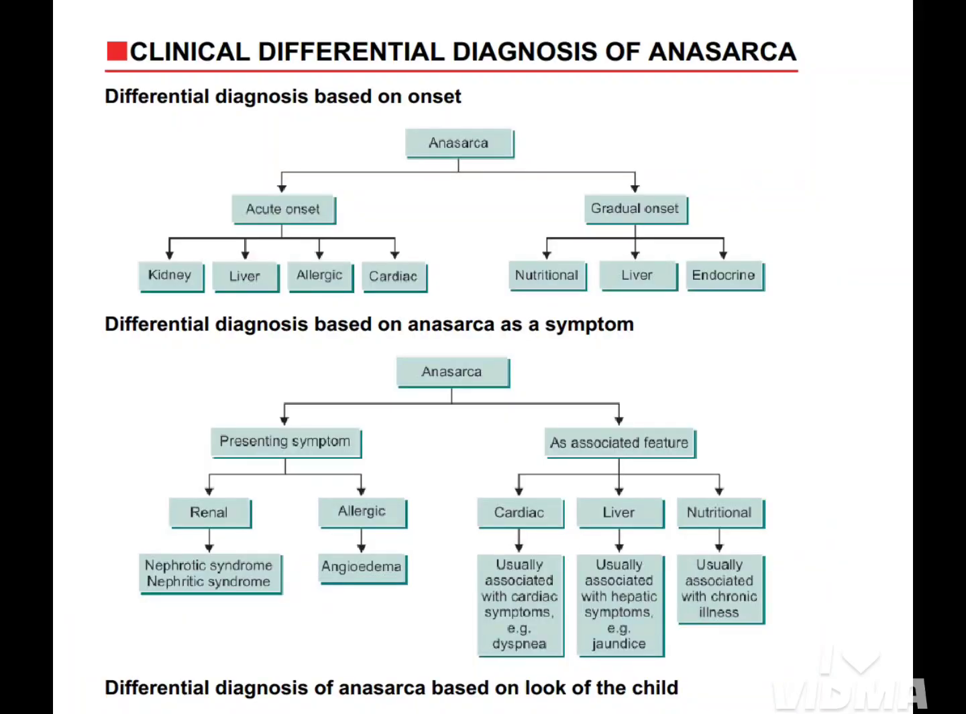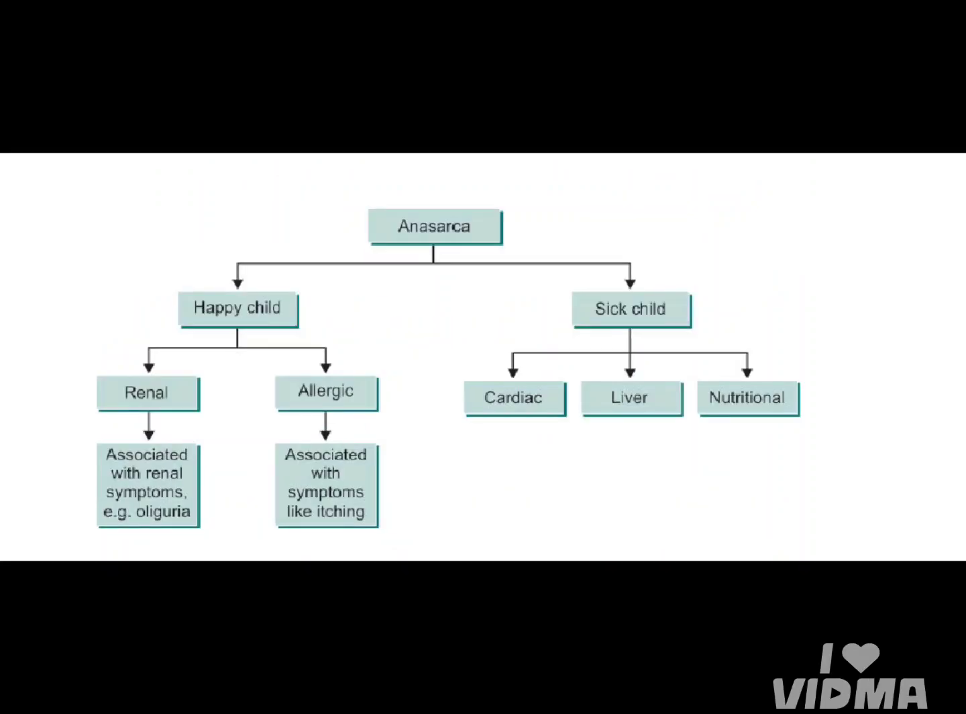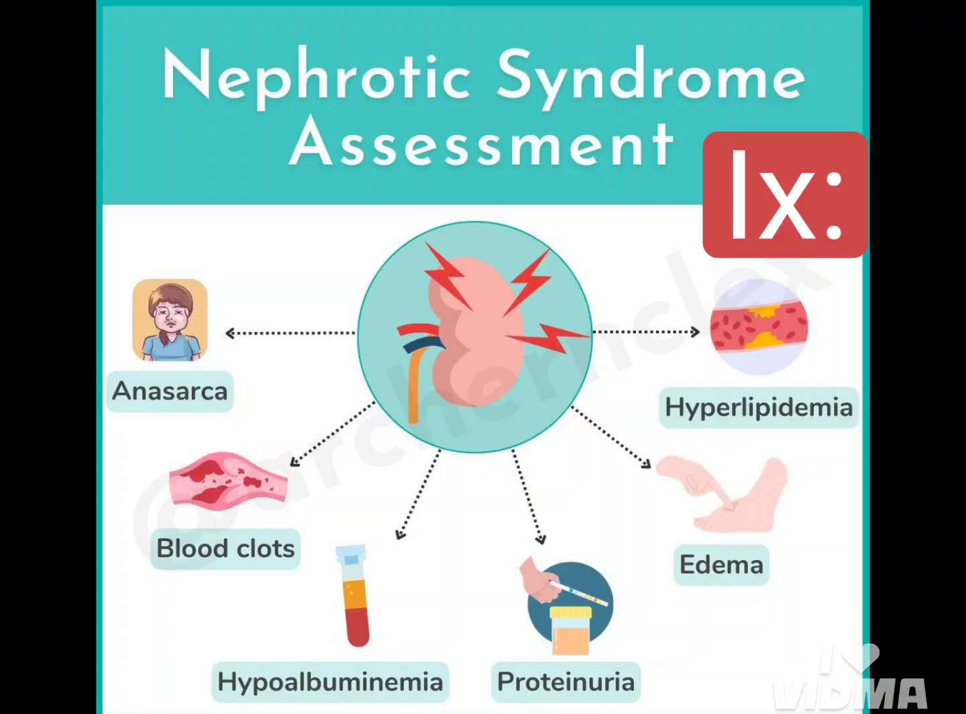Here the differential diagnosis of anasarca is given, based on the onset and based on anasarca as a symptom. There are various types of anasarca related to the kidney, liver, allergy, nutrition and heart. If the child is happy, the anasarca is renal or allergic, and if the child is sick, it is cardiac, liver or nutritional related anasarca.